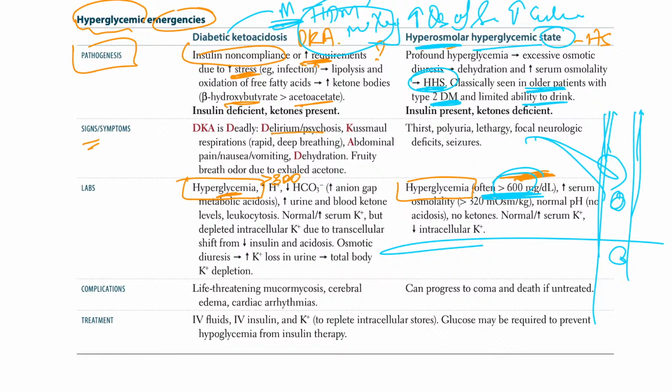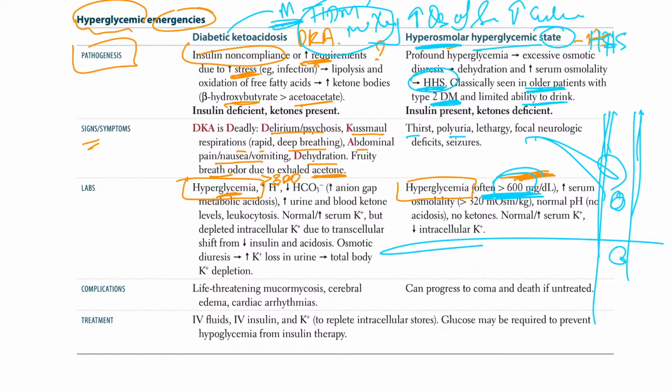Delirium, psychosis, Kussmaul respiration, which is rapid, deep breathing. We will talk about every single detail of this, like why this is happening. But here, just reading here: abdominal pain, nausea, vomiting, dehydration, fruity breath odor due to exhaled acetone, which is a ketone body. On the other hand, signs and symptoms for HHS are going to be thirst, polyuria.